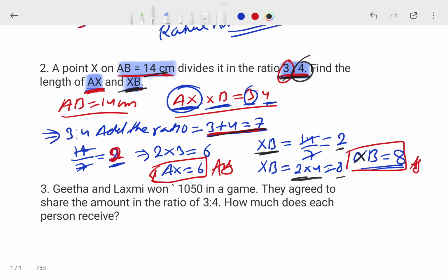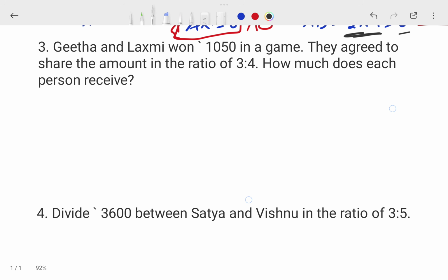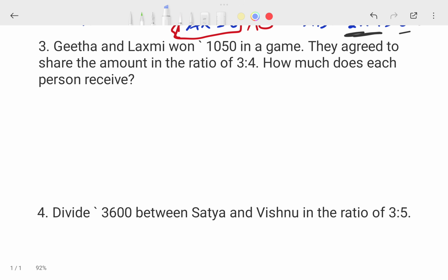Okay, right, so let's talk about this question. In this question, it is telling that Geeta and Lakshmi won, this is rupees, 1050 in a game. Geeta and Lakshmi won 1050 in the match. They agreed to share the amount in the ratio of 3:4. How much does each person receive?